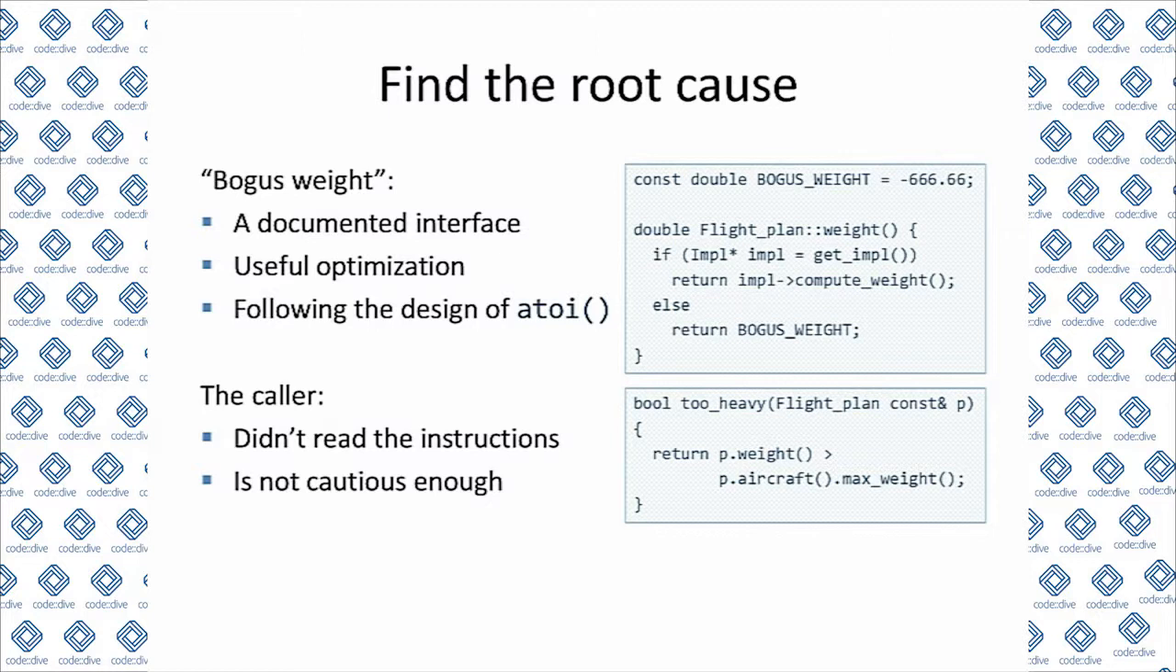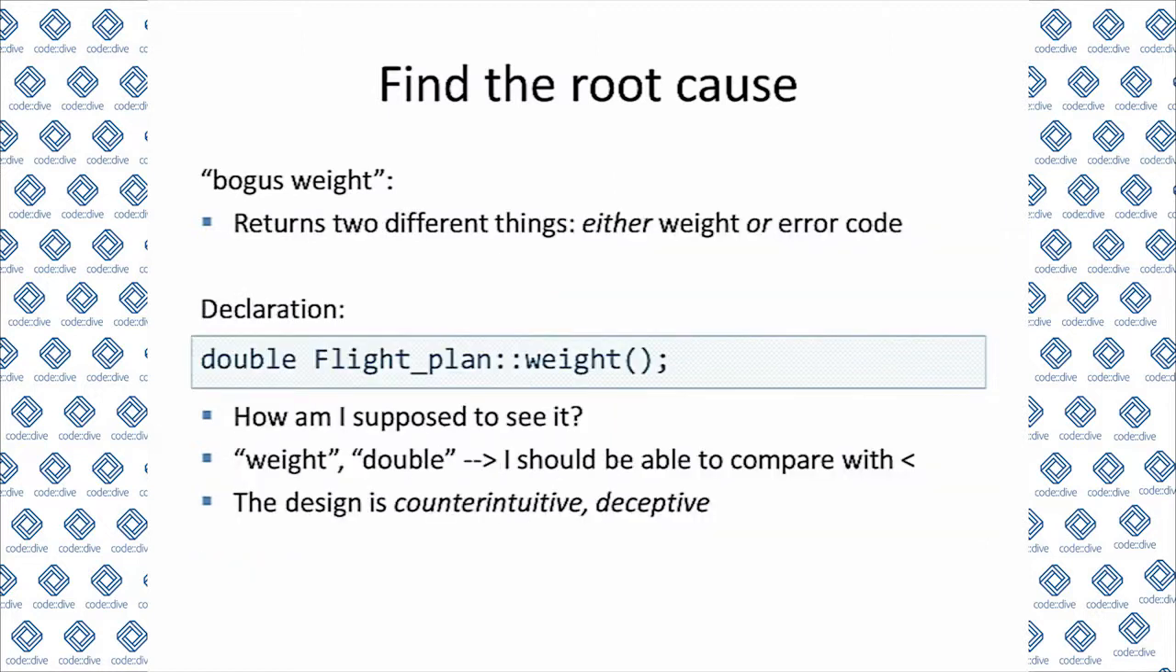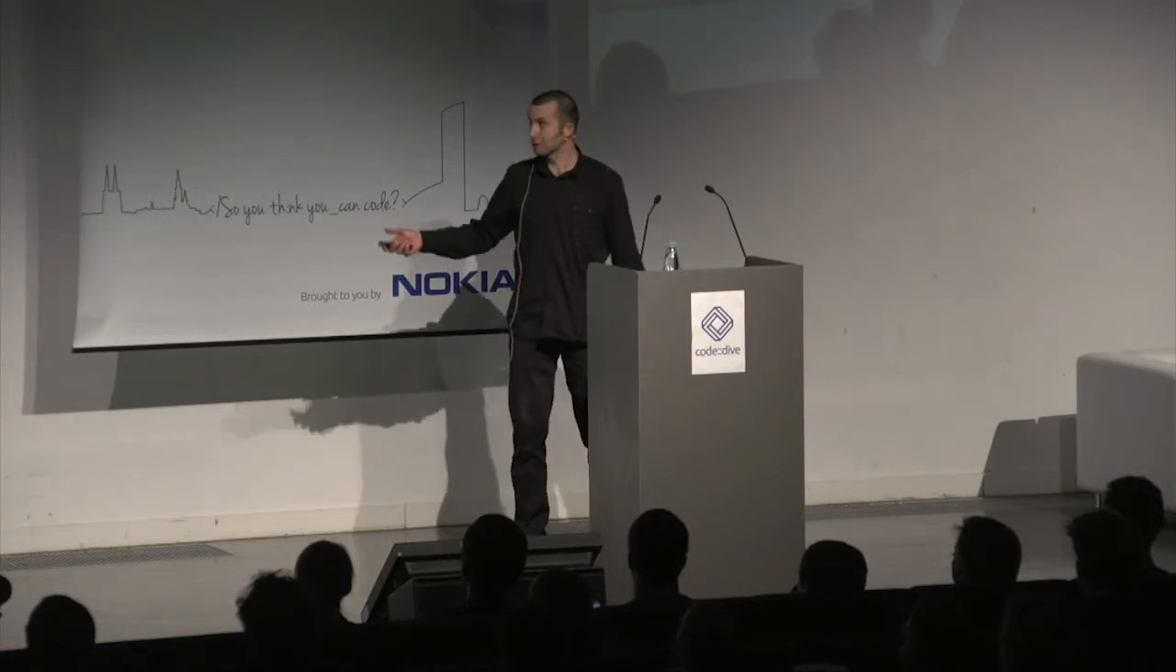And technically, this reasoning is fine, except that it is wrong. Because this guy is trying to squeeze two different categories of information into one type, double. He wants to communicate the message that he has a problem with computing the value together with the value itself, and it just asks for trouble. When I see a function called weight returns double, I expect that I should be able to compare it against another double, and apparently it doesn't work.